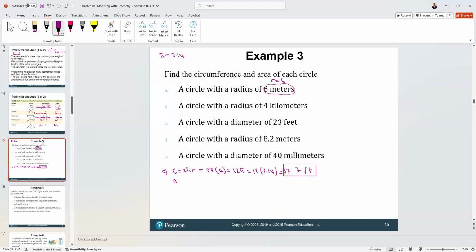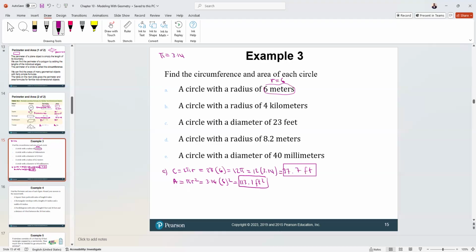But if you want the area, remember for a circle it is pi r squared. So we're going to have 3.14 times r, 6 squared. What is 6 squared? 3.14 times 6 squared would give us 113.1 square feet. Remember, that should be square feet. Square units for area, just the unit for perimeter or circumference.